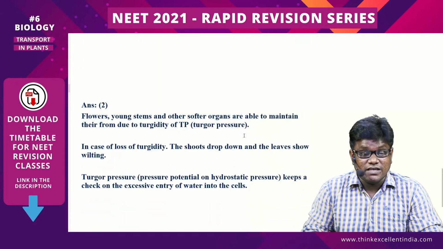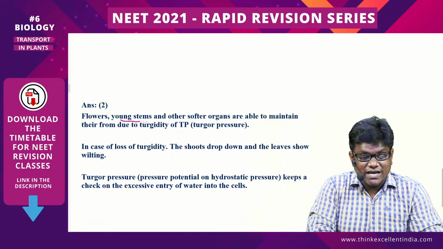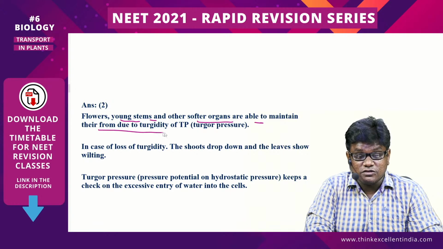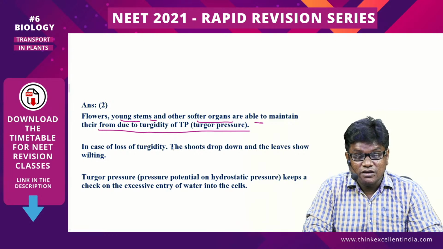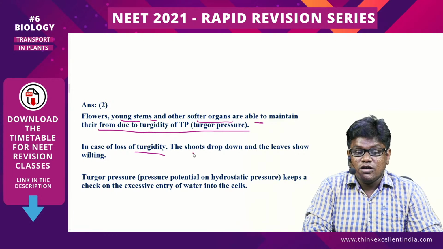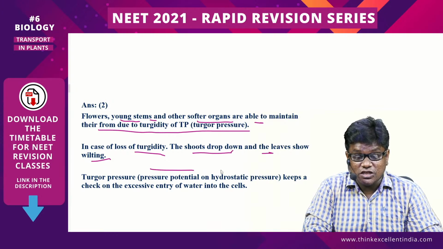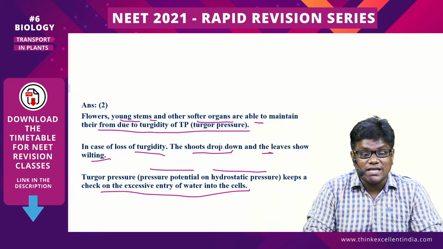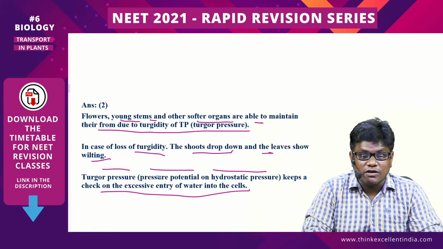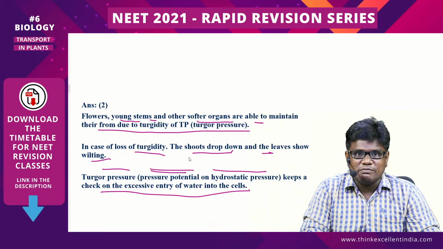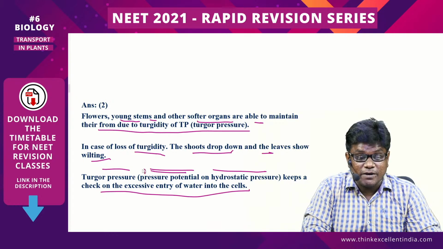And here you can see the flowers and young stems and other softer organs are able to maintain themselves due to turgidity of the turgor pressure. So with loss of turgidity, the shoots drop down, the leaves start wilting. So the pressure potential, hydrostatic pressure, keeps checking on the entry of water into cells. Turgor pressure, what work does it do? It is the pressure potential. The potential of the water information, mineral information, all will be carried out by the pressure process.